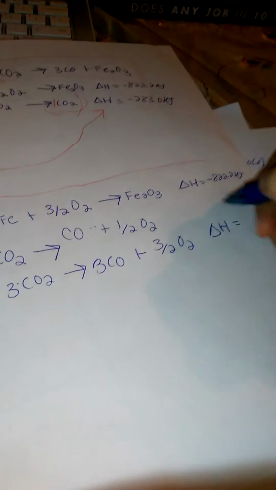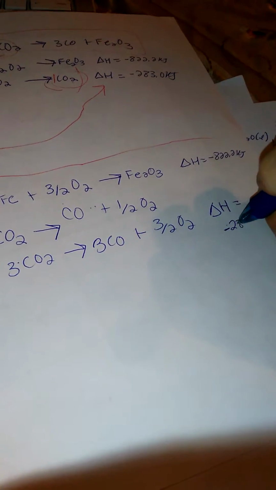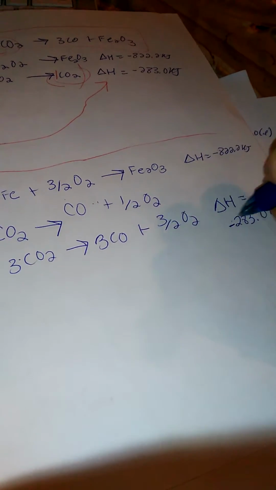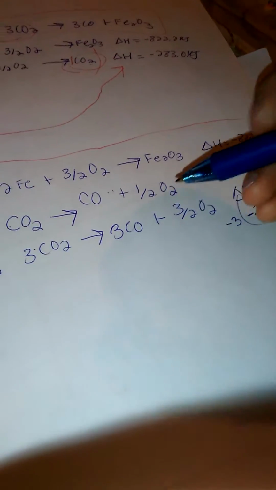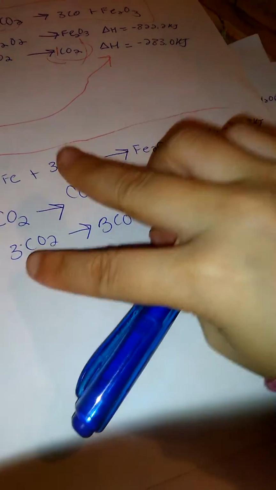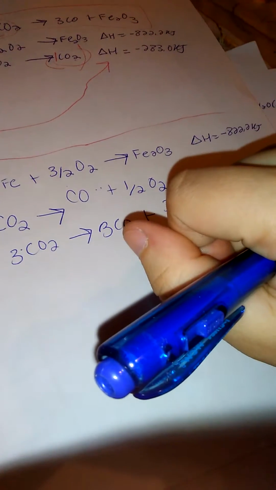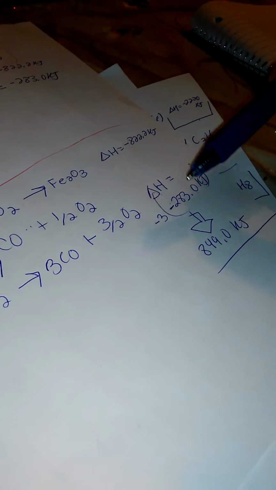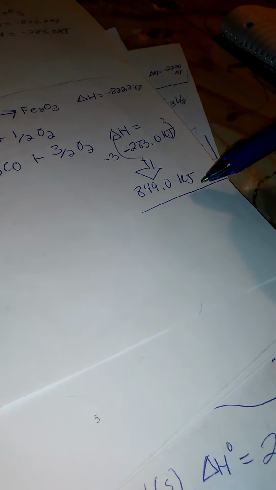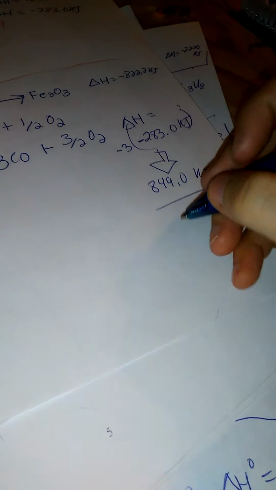For the enthalpy, here on top, we have -283 kJ. We multiply by -3 just because we multiply everything by 3, and we did the switch of reactants and products. So the answer for this one, what I got, was 849 kilojoules. Now I can add them.